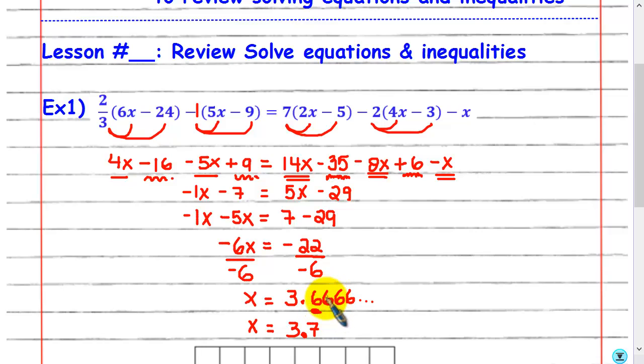If this number here is 5, 6, 7, 8, or 9, that means we increase this one by 1 if we're rounding. If this number had been less than 5, then this would just stay as it is, it would stay 3.6. But because this is a 6, we'll round it to 3.7. Also, because we're rounding, we don't use the equal sign anymore. We're going to use something called the approximation sign, which looks like a little squiggly line like that. Basically, this is the symbol that means x approximates to 3.7.